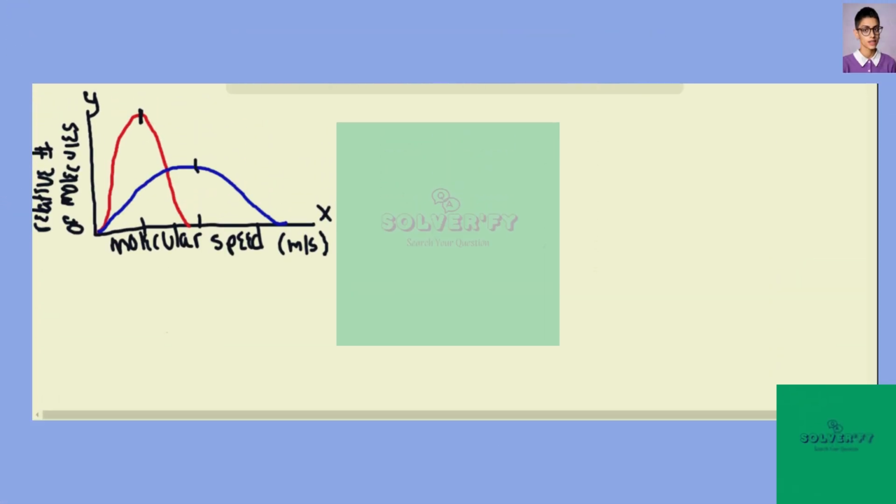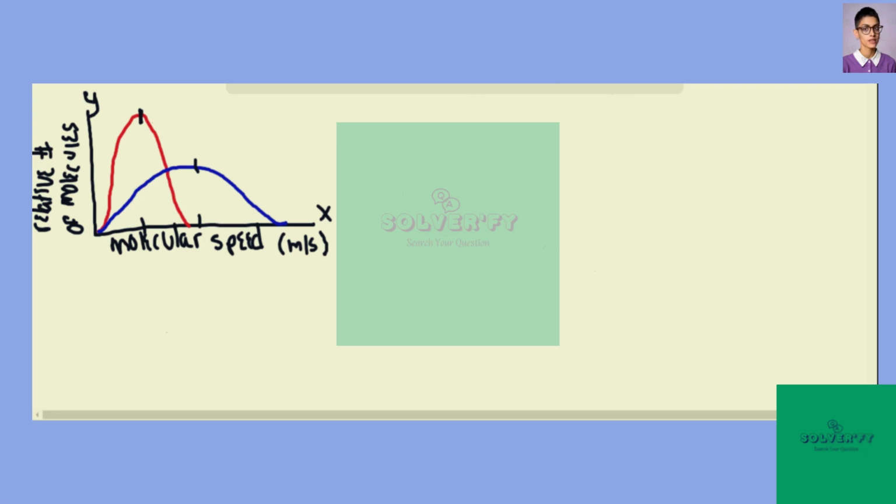So we have a graph here that represents two different things. We've got the molecular speed of a gas on the x-axis, and we've got the relative number of molecules going at that speed on the y-axis. Now we want to know which curve fits a gas at a lower temperature. So we need to make a couple connections.